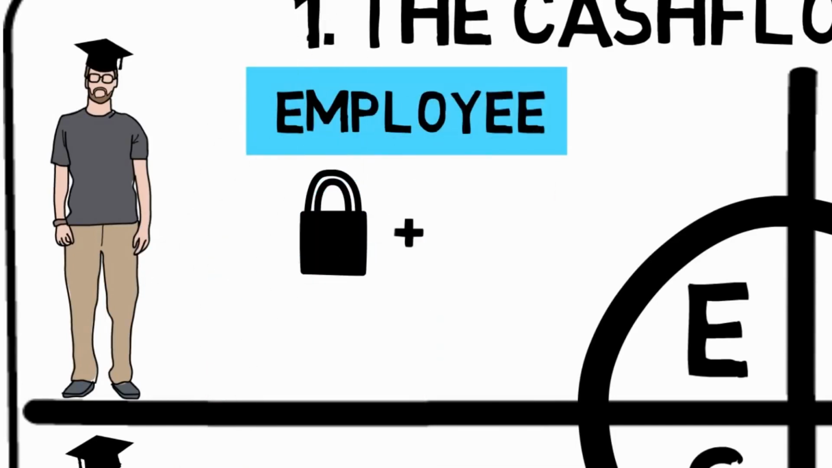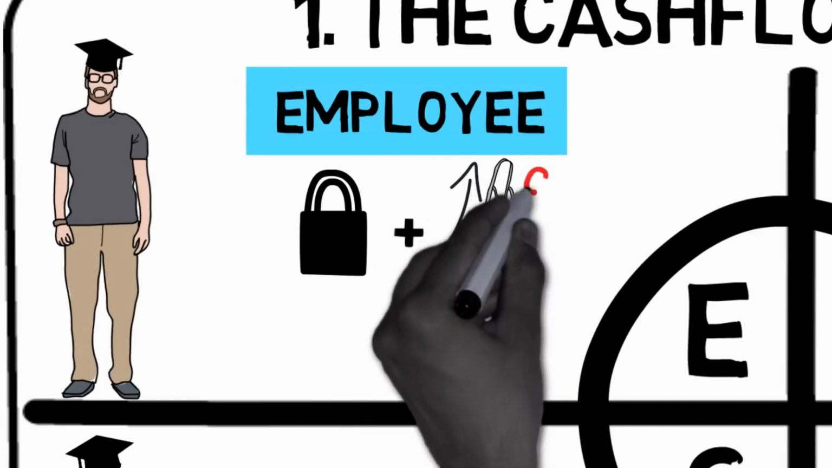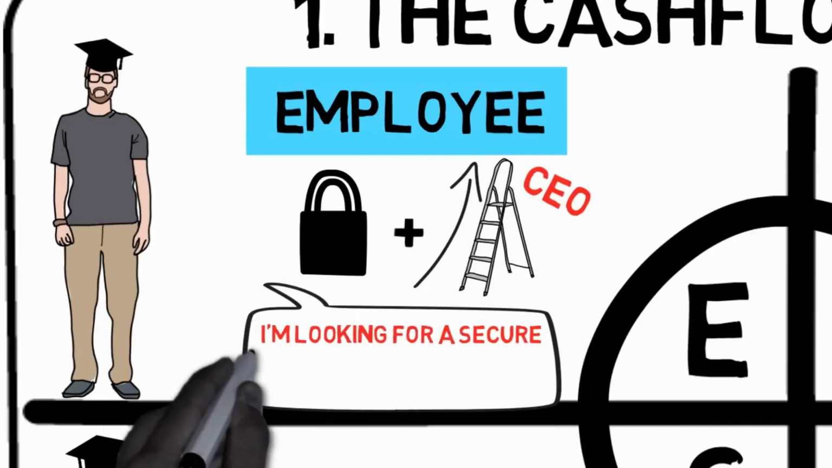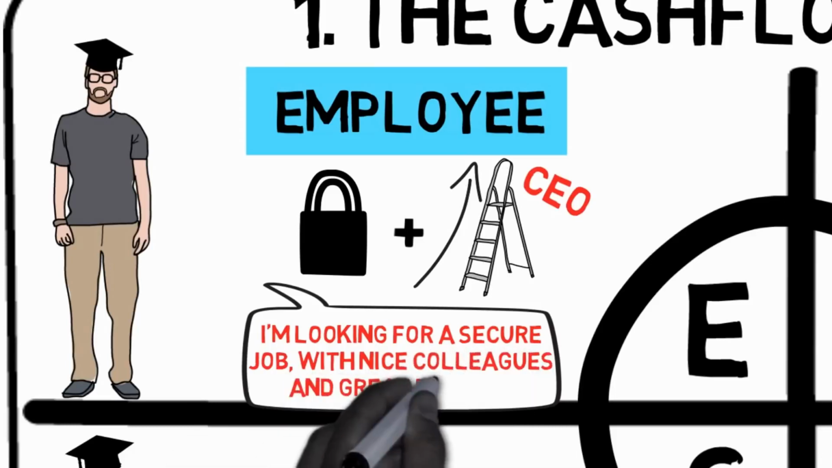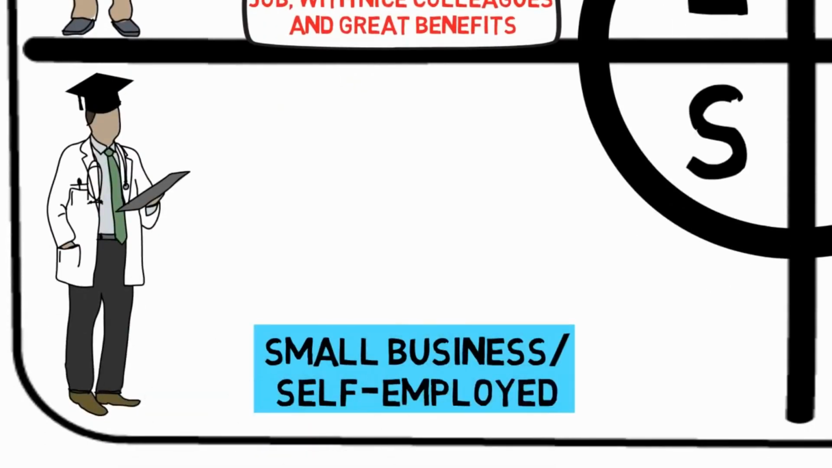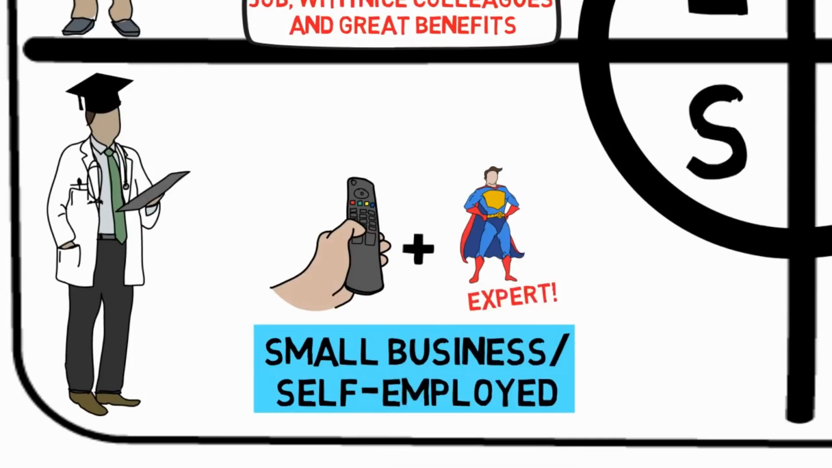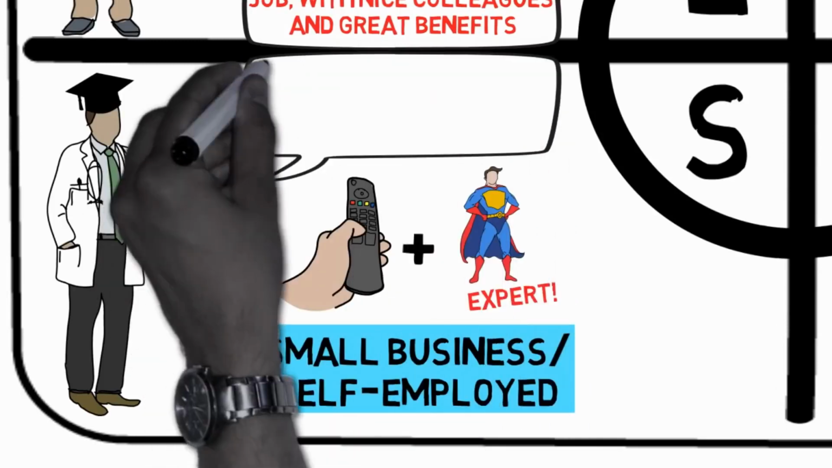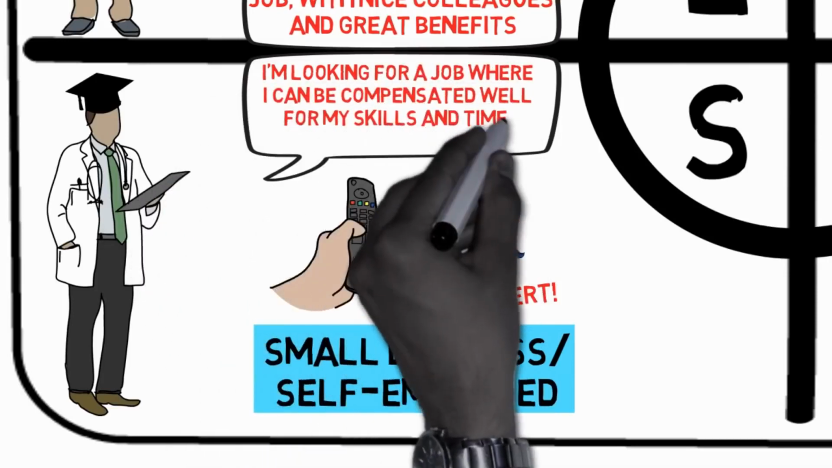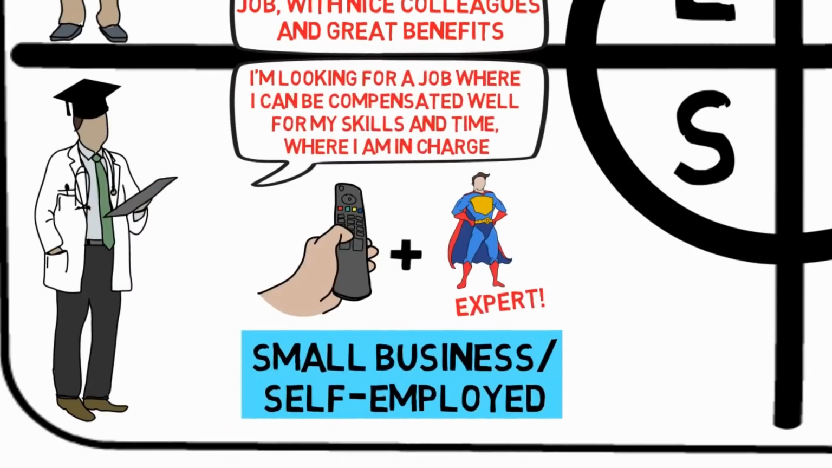The employee strives for security. He achieves financial success by climbing the corporate ladder. And you might find him say something like, "I'm looking for a secure job with nice colleagues and great benefits." The small business owner or self-employed, on the other hand, strives for control. He achieves financial success by becoming highly specialized in a demanding field. And you might find him say something like, "I'm looking for a job where I can be compensated well for my skills and time, where I am in charge."